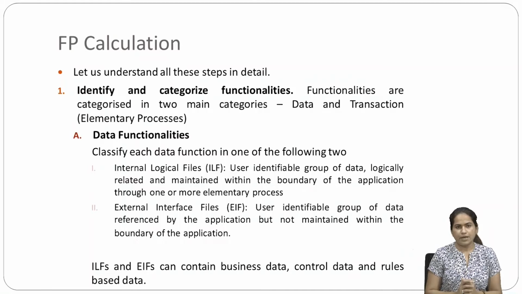First one is to identify and categorize functionalities. Functionalities are categorized into 2 main categories. First is data and second is transaction, meaning data functionalities and transaction functionalities. Transaction functionalities are also called elementary processes. Now, in data functionalities, as I said in the first step, we have 2 data functionalities and 3 transaction functionalities. So which are the 2 data functionalities?